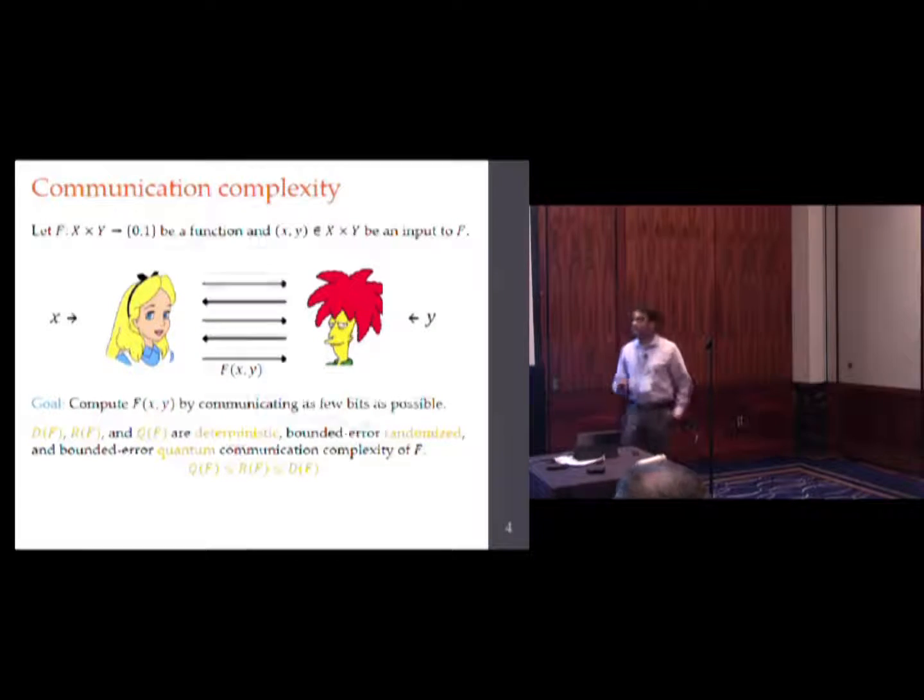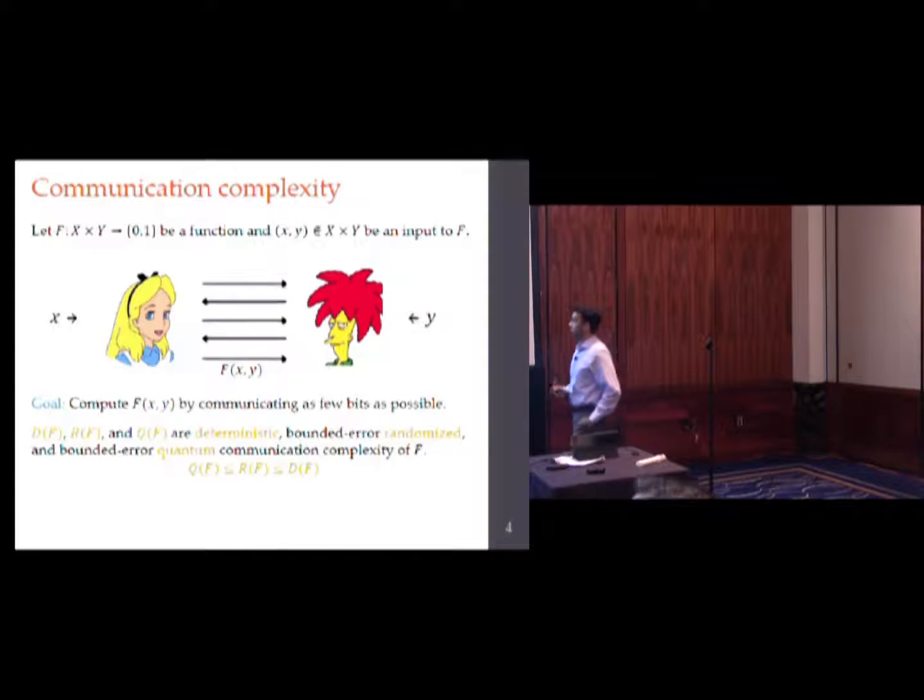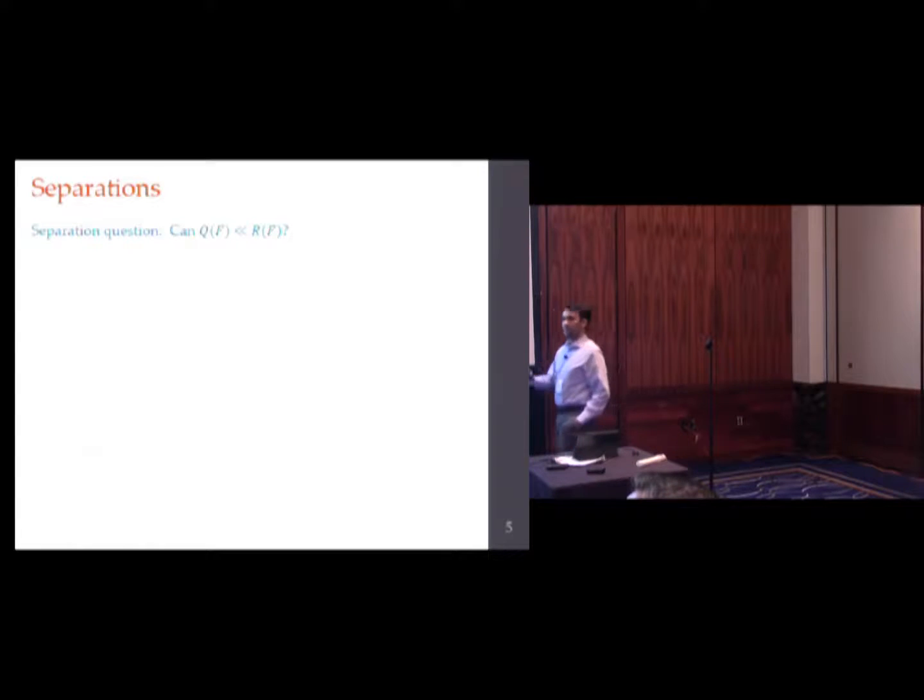All right. Now that I've introduced quantum communication complexity and randomized communication complexity, we can ask the separation question, which is, can quantum communication complexity be smaller than randomized communication complexity? This is actually a favorite question of us quantum computing types. We love asking this question in every model of computation. Can quantum do better than randomized?